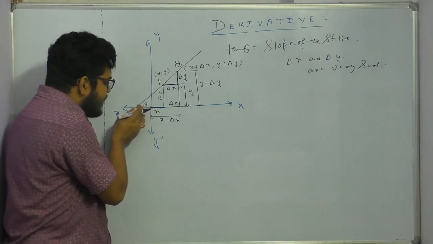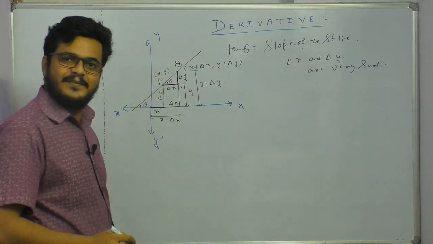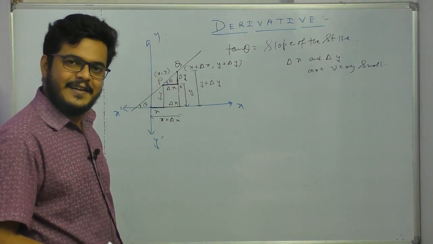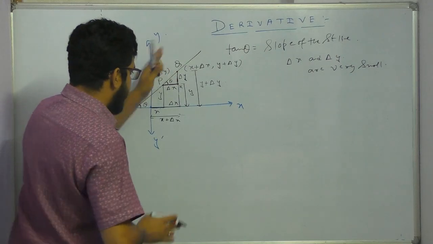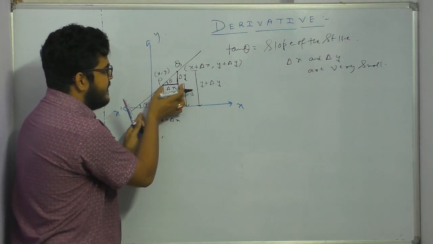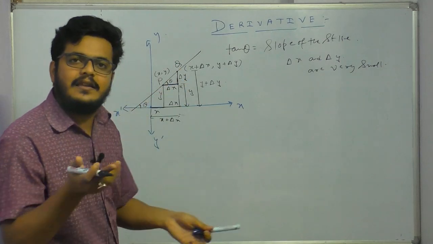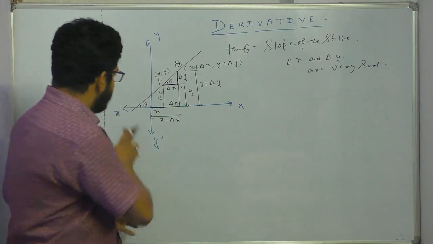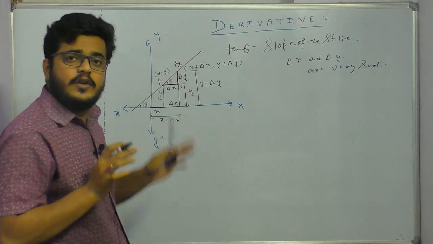If this angle is theta, then what is this angle? This angle is also theta. Okay, clear? Since this is a straight line and the x-axis and this line PK are parallel, this is a similar angle. You guys already know what is similar angle. So this is theta, this is also theta. So what do we get from the right angle triangle PKQ?